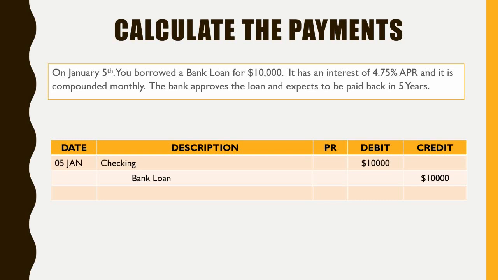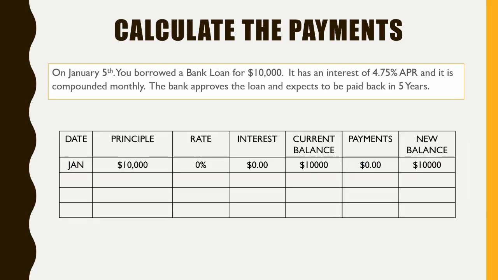Let's just journalize it: on January 5th, I decided to get a bank loan. So in this case, I received $10,000 cash, and now I owe the bank $10,000. Now this is how it is actually calculated. If you break down the compound interest formula per month, this is exactly how it will look.